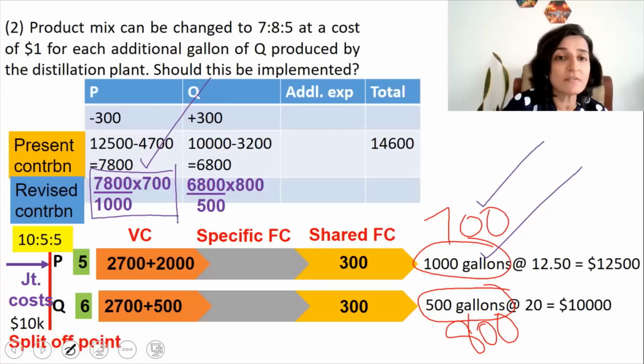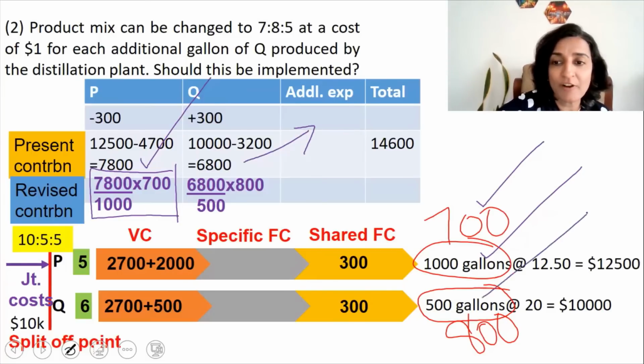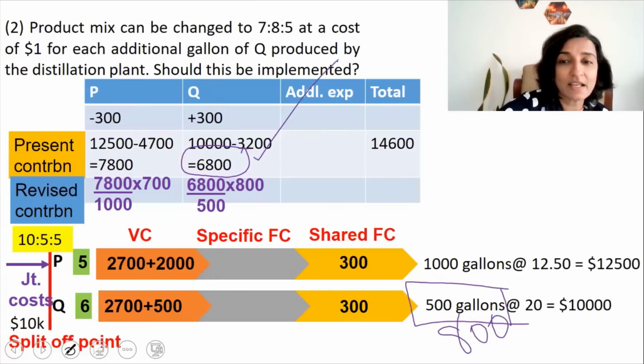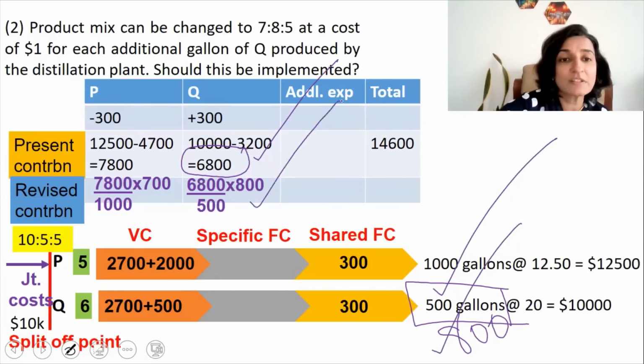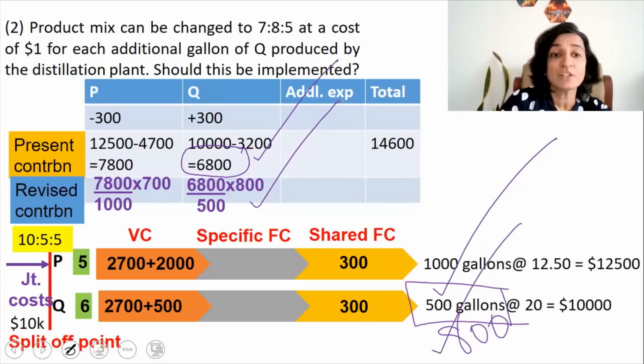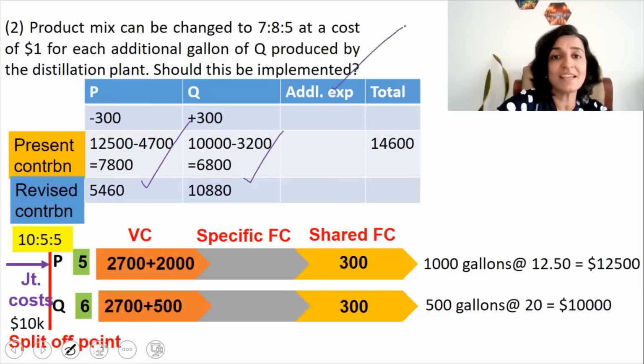And for Q, what is the revised contribution? $6,800 is for 500 gallons. So for 800 gallons, what is the contribution? It is 6,800 divided by 500 into 800. So that's what's written here. Let's solve it to get the revised contribution as 5,460 for P and $10,880 for Q.